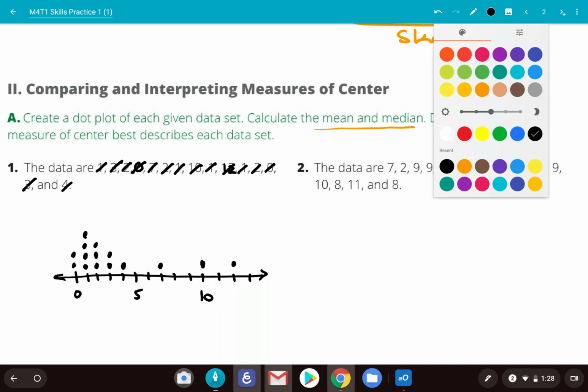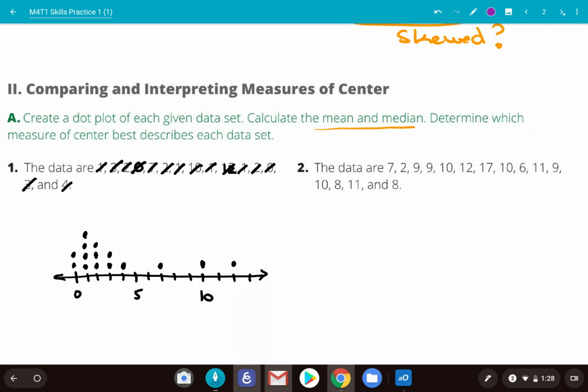All right, so let's go ahead and find our median. That's just our middle number. If we have 15 data items, we're going to look for the 8th data item because that's going to be the one in the middle. So 1, 2, 3, 4, 5, 6, 7, 8. That's going to be this 2. So your median is 2.